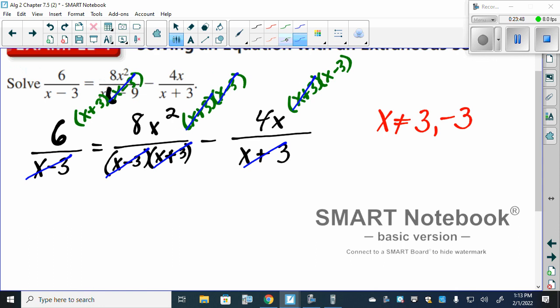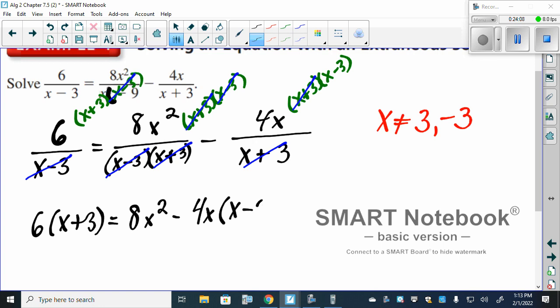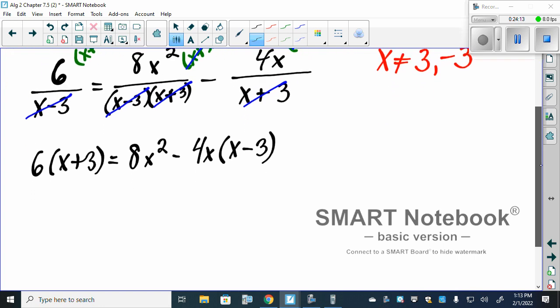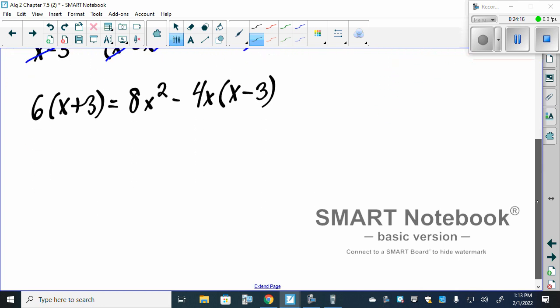Now let's see what we have left. On the first one, we have 6 times x plus 3 is equal to 8x squared minus 4x times x minus 3. And this is all that we have left here after multiplying everything by x plus 3 and x minus 3.